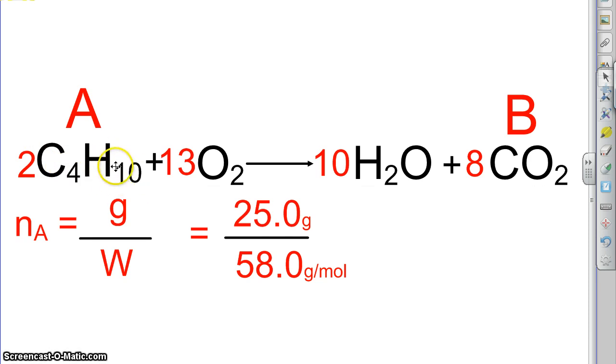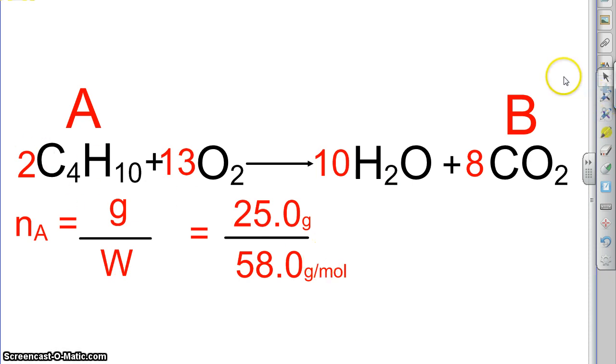Important note here, when I find the molar mass of butane, notice that I counted up 4 carbons, which is 48, and 10 hydrogens, which is 10 times 1 is 10, that's 58. Notice I completely ignored this 2. We do not double the molar mass. Do not double the molar mass because you ignore coefficients when you're calculating W. Do not look at the coefficients when you're calculating W.